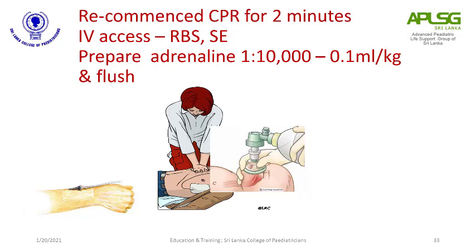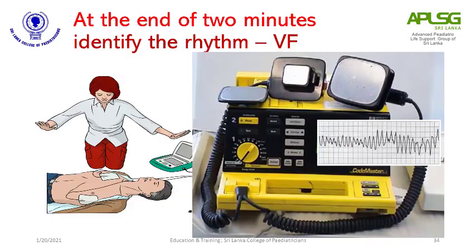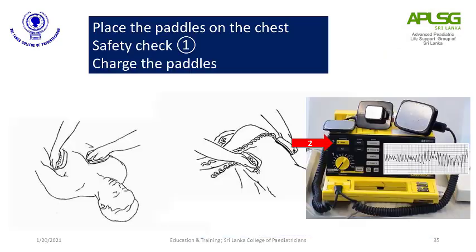At this moment, the first 2 minutes is over. You need to check the rhythm again before giving adrenaline. The rhythm appears on the monitor as ventricular fibrillation. Always get the rhythm in lead 2 and increase the gain. Pause the chest compressions for a second, identify the ventricular fibrillation and check the pulse as well. And you need to start chest compressions immediately.